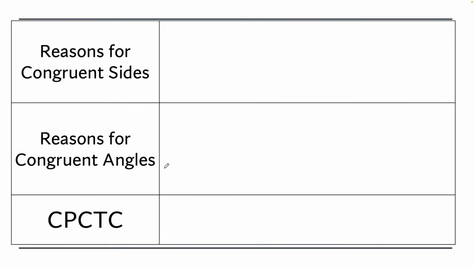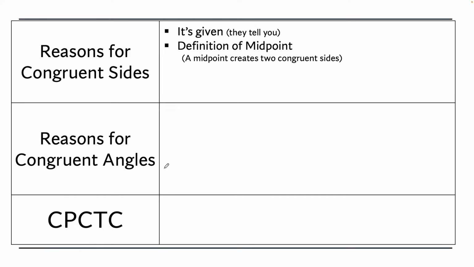So, reasons for congruent sides. This is a menu that you'll get to choose from. Number 1 reason, it's given. In other words, they just tell you. Could be the definition of a midpoint, because a midpoint creates 2 congruent sides. Could be the reflexive property, meaning that a side is congruent to itself, which I know sounds weird, but I'll show you what that looks like.